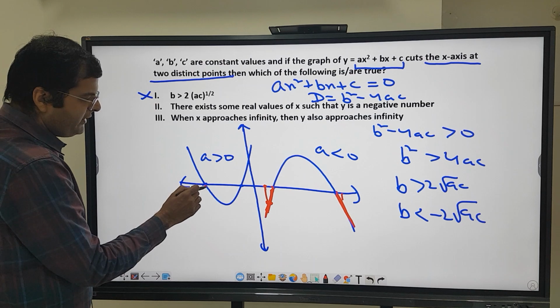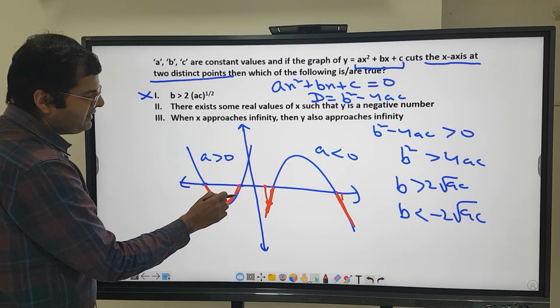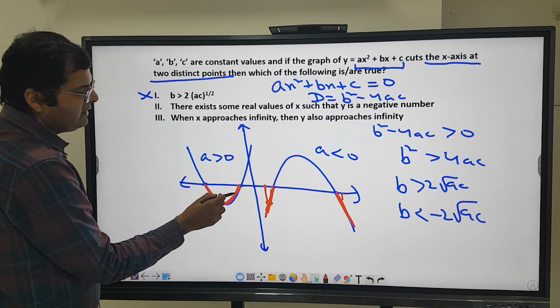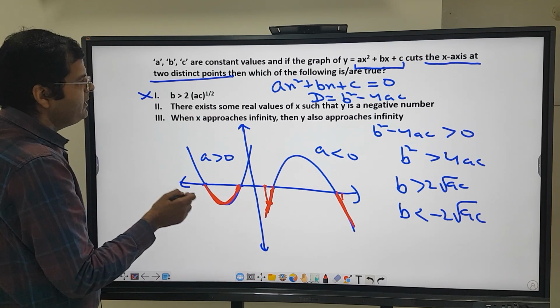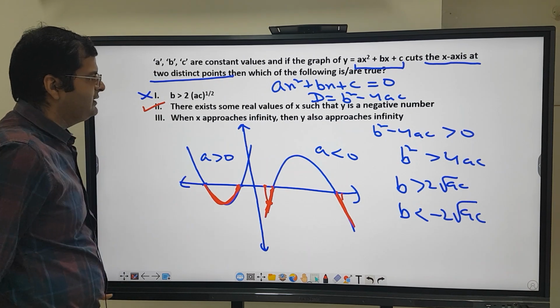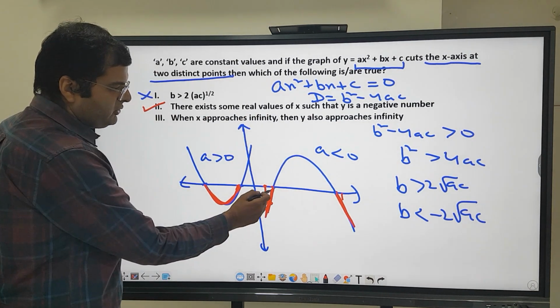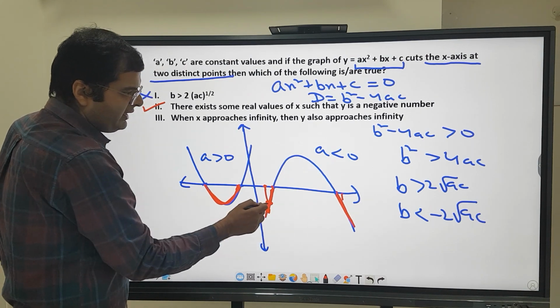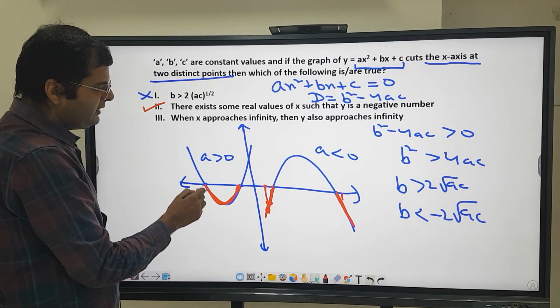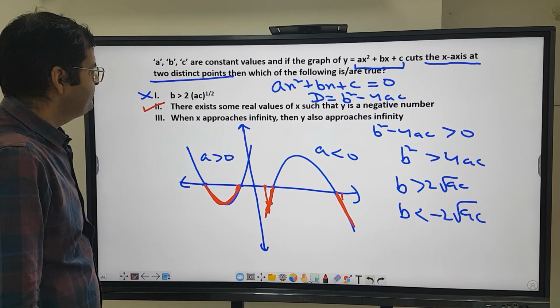Now in this case, when y is negative, the graph is like this. So if the graph exists like this, there are values of x also satisfying this. So option 2 is true. Option 2 is correct here, that there exist some real values of x such that y is a negative number. Here y is negative in this case, and you will find corresponding values of x. Here y is negative in this case, also you will find corresponding values of x.